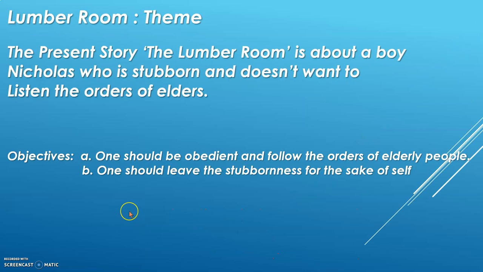The present story, The Lumber Room, is about a boy, Nicholas. Nicholas, the boy in the story, is known for his stubbornness. He doesn't want to change himself, or he doesn't want to listen to any elderly person. The present story tells us that we should follow the orders of elderly people. Again, this story is an indication of the quality of young people or teenagers, that of stubbornness or firmness or determination.